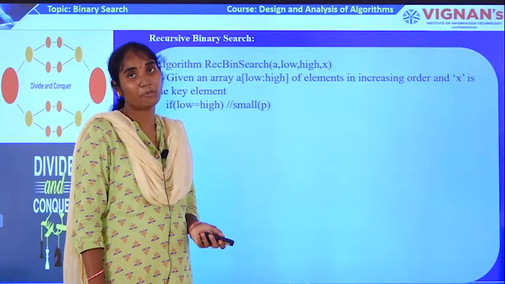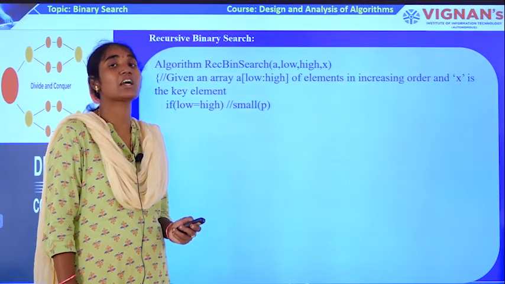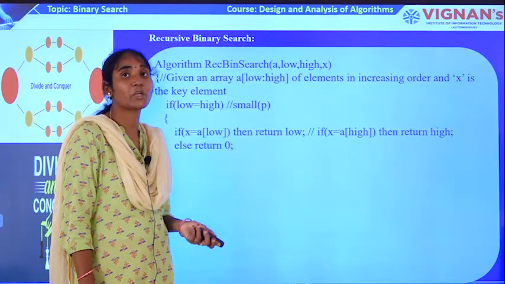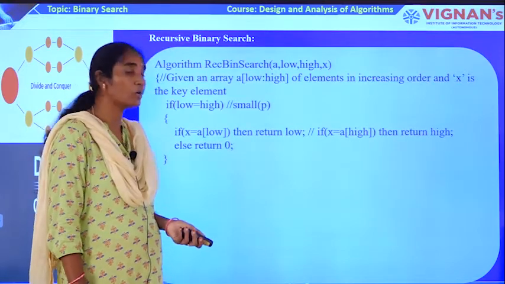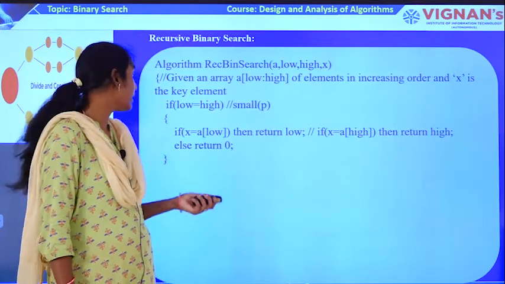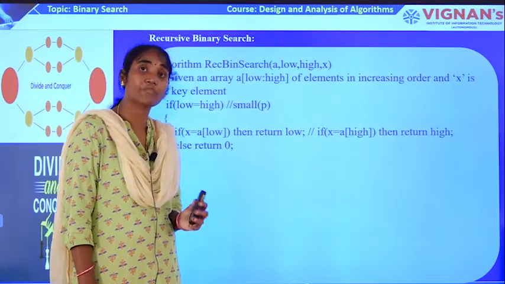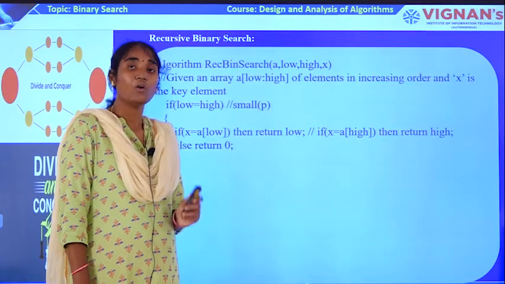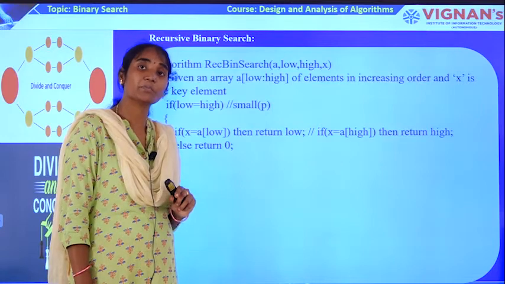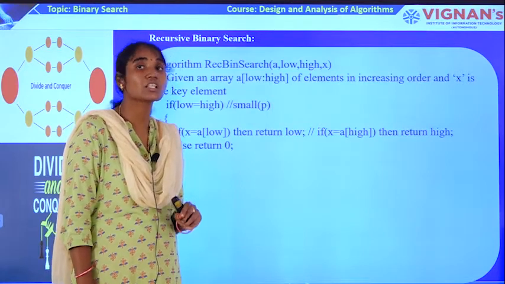Now the smaller problem is if the list has only a single element or one element. So at that time I am checking with the condition, which is if low is equal to high, then I am again checking with one more condition, that is if x is equal to a of low. If x is equal to a of low, what it means? It has only a single element. So at that time simply return the position. The position is low.